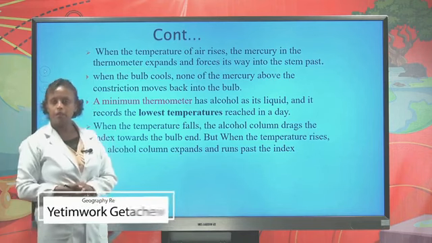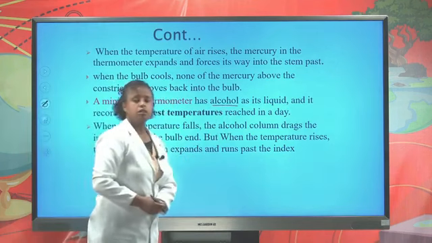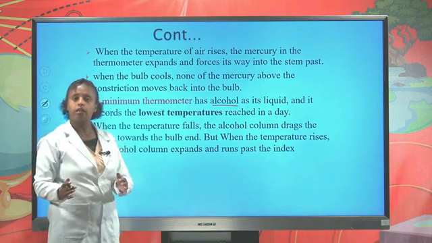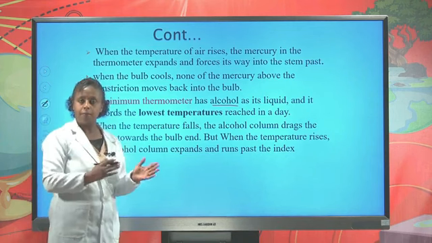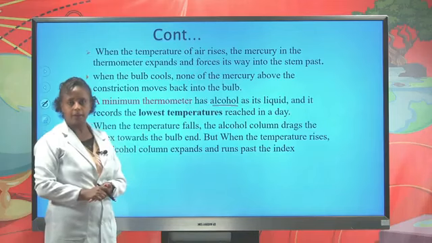In the minimum thermometer, there is alcohol as the liquid. When the temperature falls or decreases, the alcohol moves back to the bulb. But when the temperature rises, the alcohol expands and runs past the index. The minimum thermometer records the lowest temperature attained in a day.